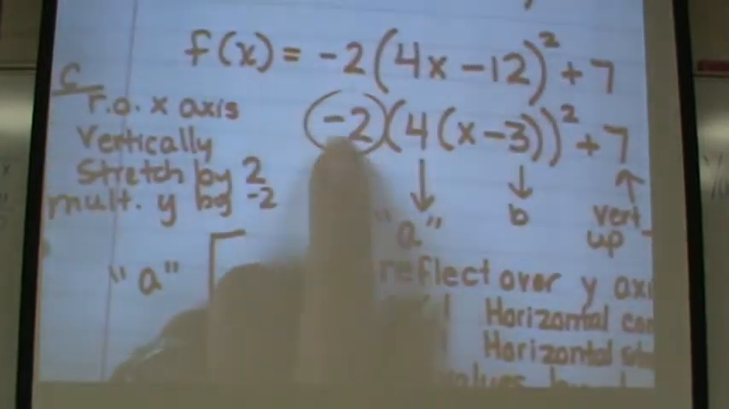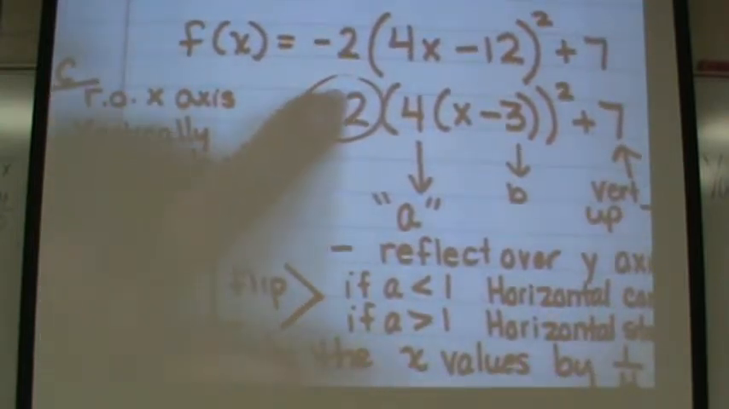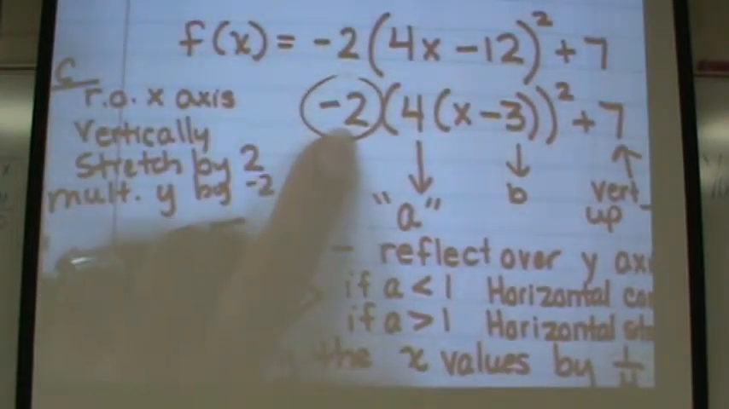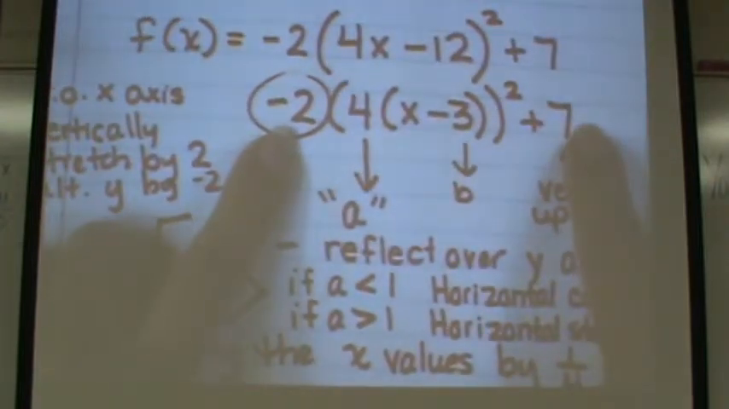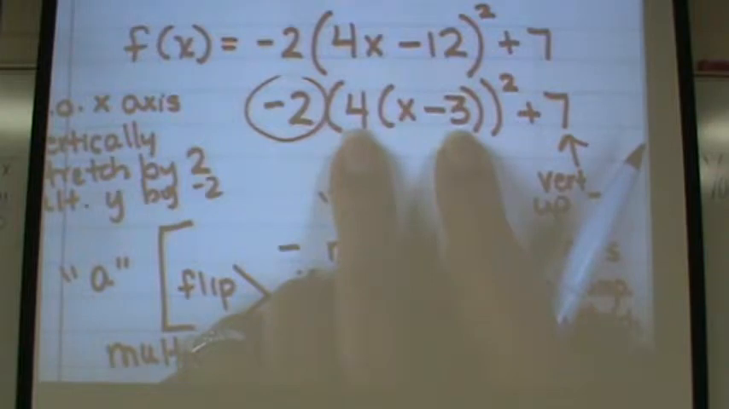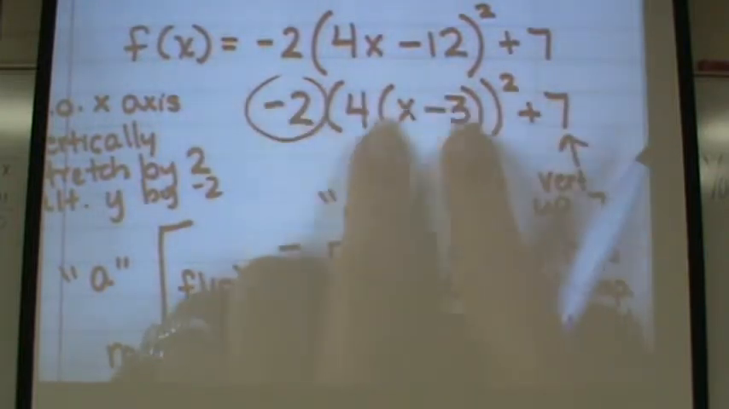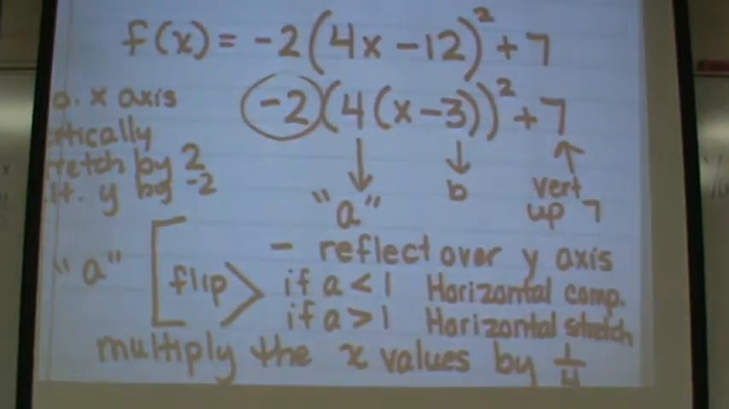So this is a reflection over the x-axis, and the 2 is a vertical stretch by a factor of 2. This is a shift 7 units up. These are the two oddball ones right here. Now these two, you do something to the y value, these two, you do something to the x value. Okay?